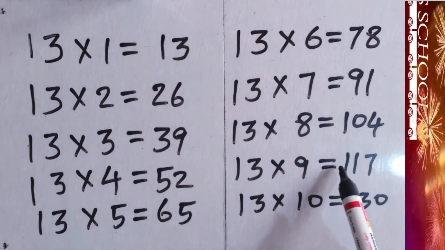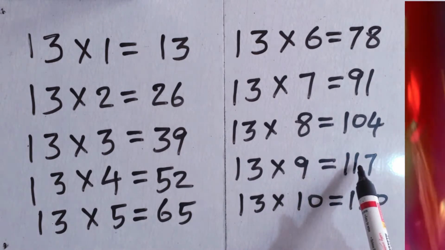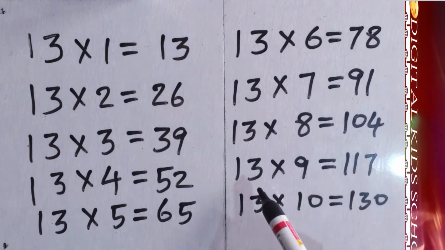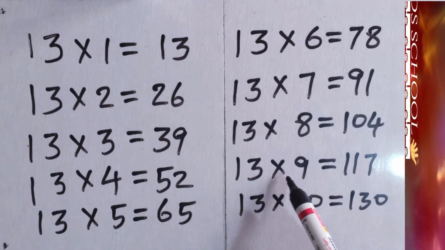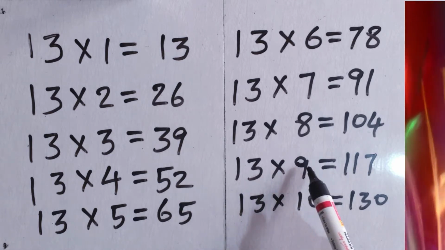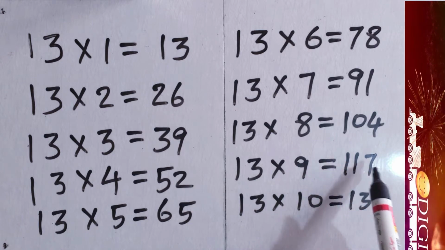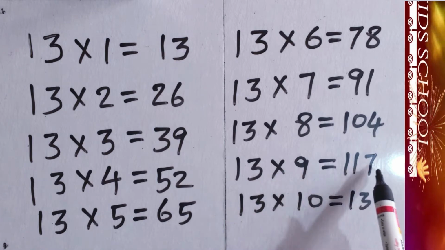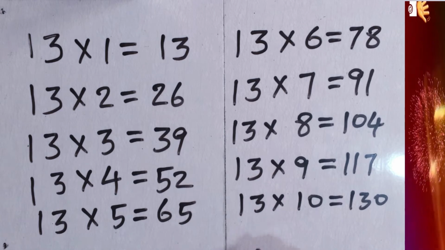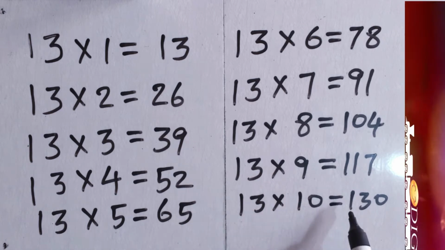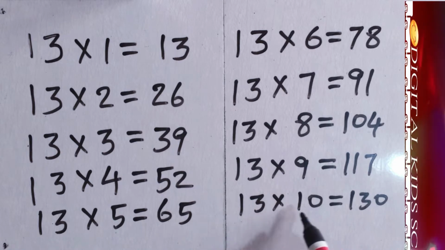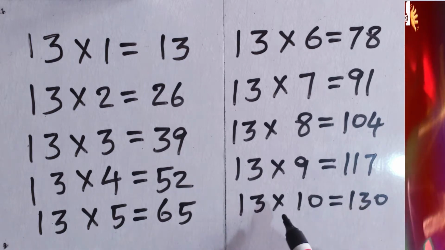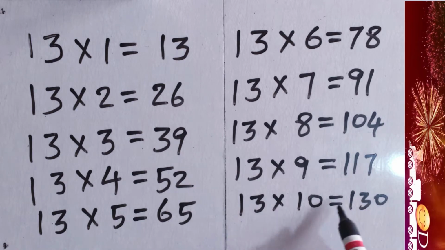13 into 9 is equal to 117. 13 9s are 117. 13 multiplied by 9 is equal to 117. 9 times 13 is 117. 13 into 10 is equal to 130. 13 multiplied by 10 is equal to 130. 10 times 13 is equal to 130.